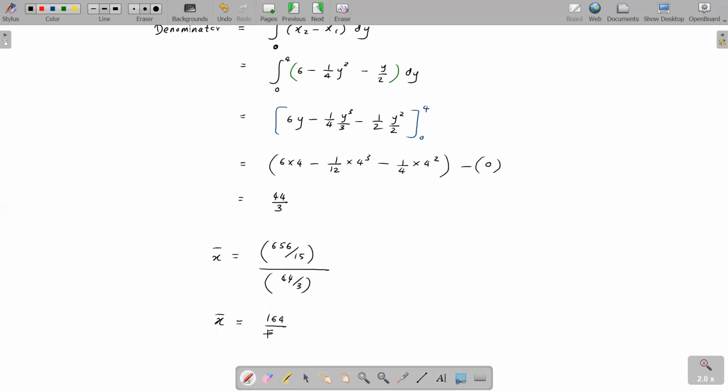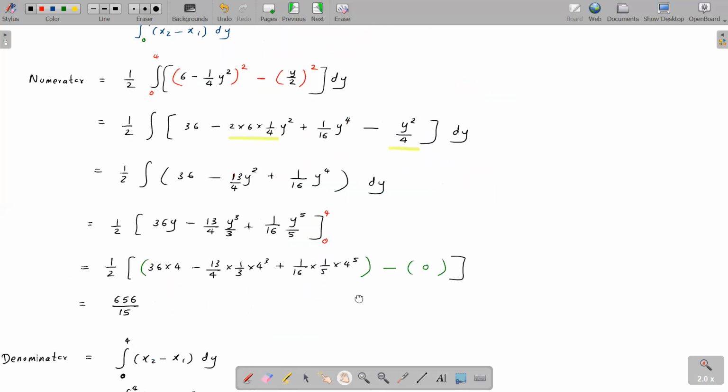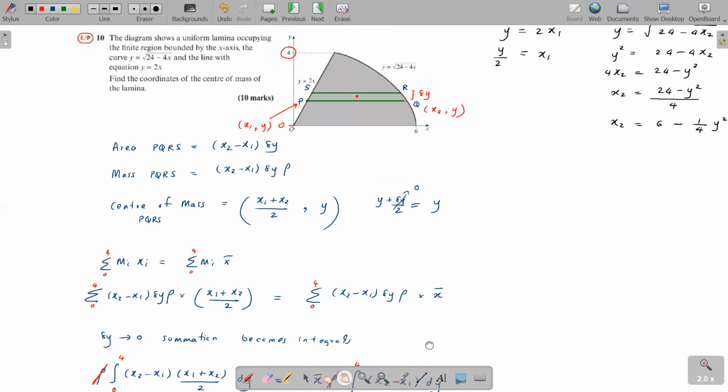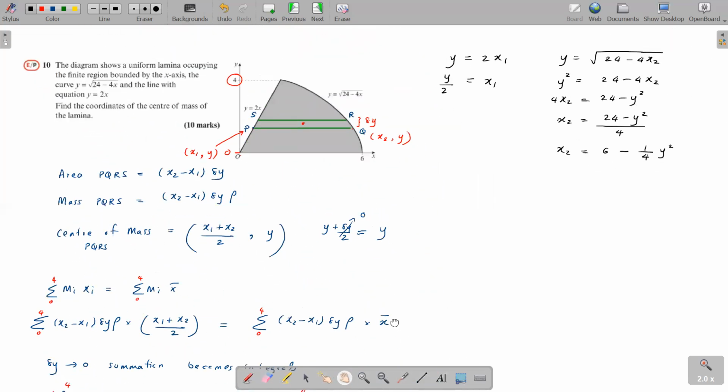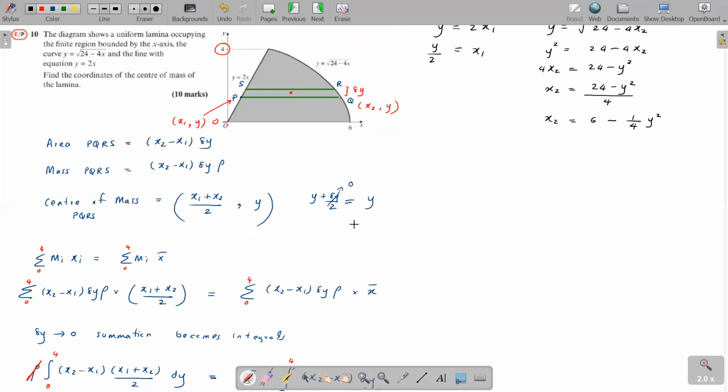164 over 55 is the x bar. Okay, so this is half of the sum done. So now we have to also get the y bar. Similar to getting the x bar, let's also get our y bar by using the equation, right? Find the coordinates of the center of mass. So now to get y bar, what do we do?